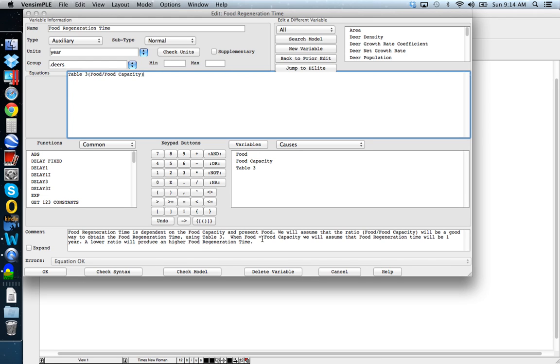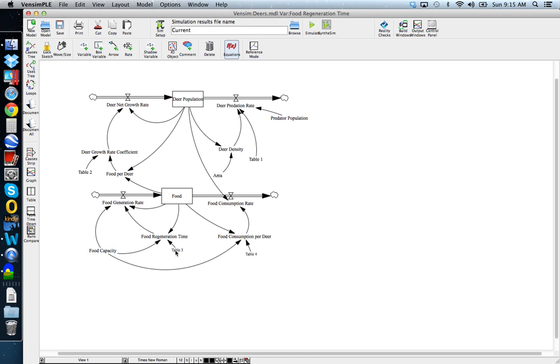And we'll look at the table, but essentially when food reaches capacity, the food regeneration time will be a year. So this is like the annual rate at which food can be regenerated. But if this ratio is lower, if you start running out of food, then it will take a longer time for food to get regenerated. Let me go back to the model and look at that table 3 here.